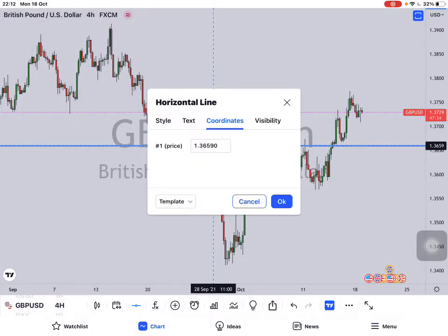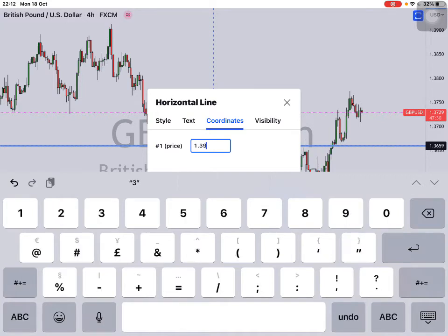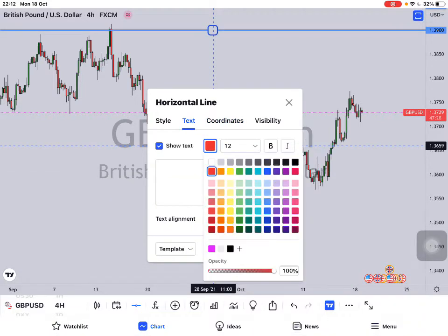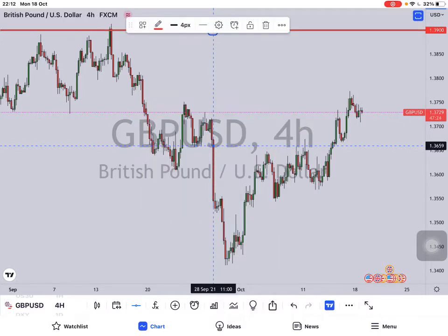Right, so first line, I'm going to put it in at the very top, which will be at 1.39, and let's make it red. The reason why I choose red is a whole number for me is a very important zone. So it's an extreme zone for me. That's why I would use red, right?